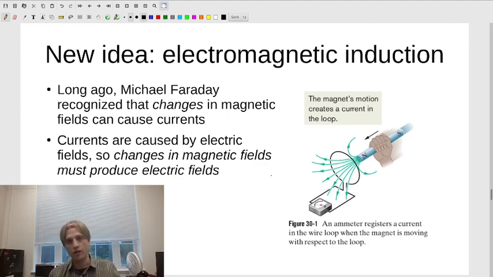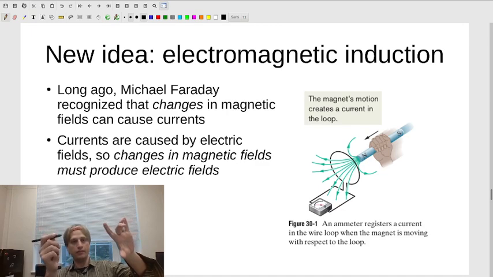Now, the new idea of today involves taking a magnet and shoving it towards a loop. It turns out that if you do that and you hook up an ammeter and measure the current, if you just have the loop there and the magnet there, the magnet's not moving, you check the current, no current.